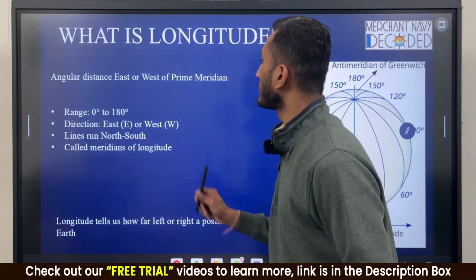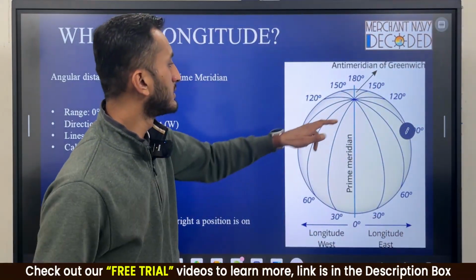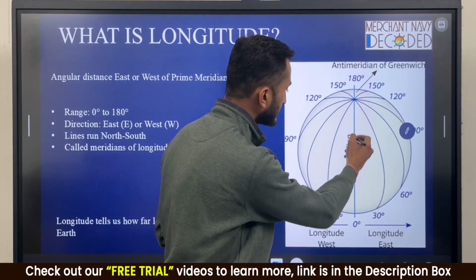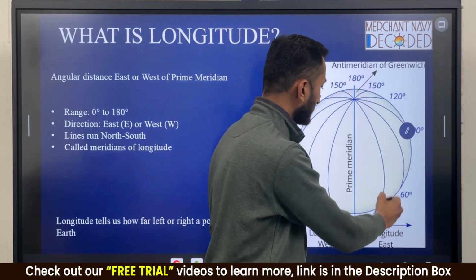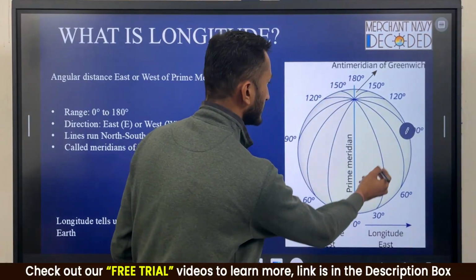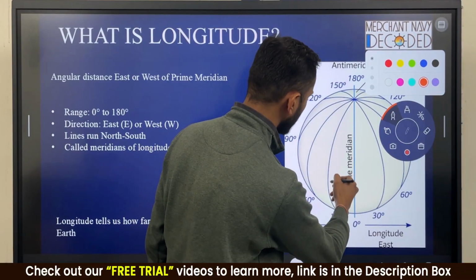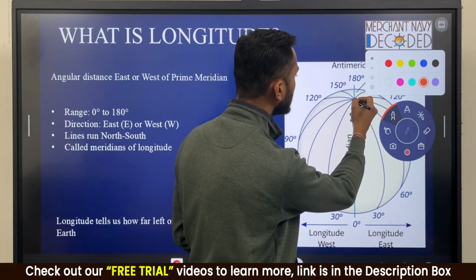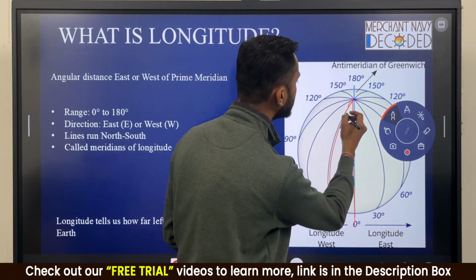Now comes the longitude. What is a longitude? You see, this is the reference line, the prime meridian. If you can see this particular line, the angle between this line and the reference line is 30 degrees.